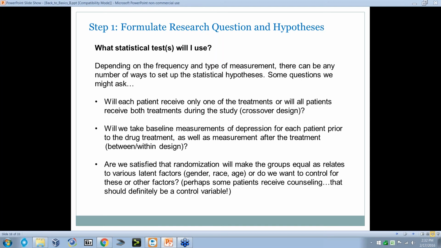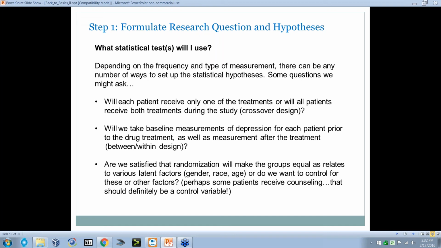So now I go, okay, I have all that. I need to compare my two groups, and I have my tools, I have my measurements now. What test am I going to use to test my hypothesis? So depending on the type of the measurement, there can be any number of ways to set up your hypotheses.